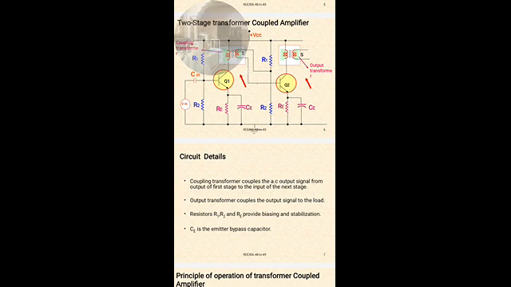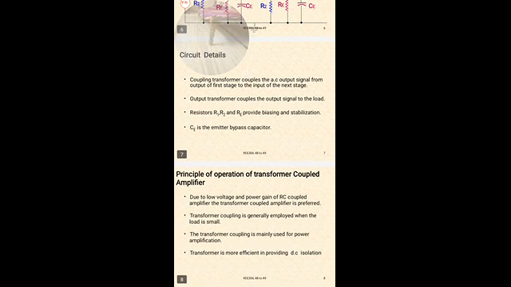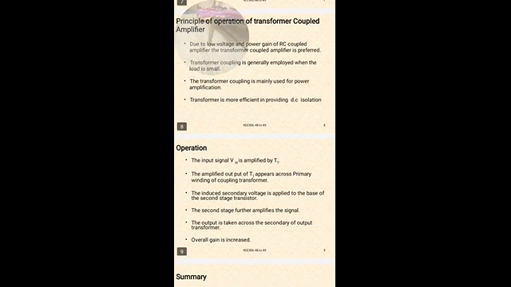Then the signal which is present in the secondary winding is connected to the load, because it is the output transformer. So like this, the transformer coupled amplifier will amplify the signal in two stages.